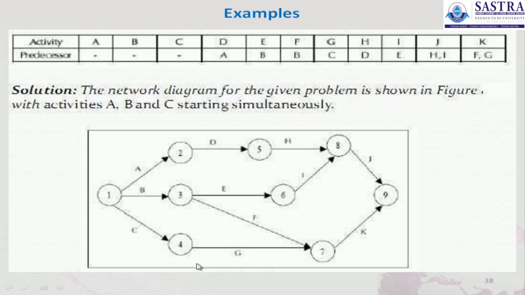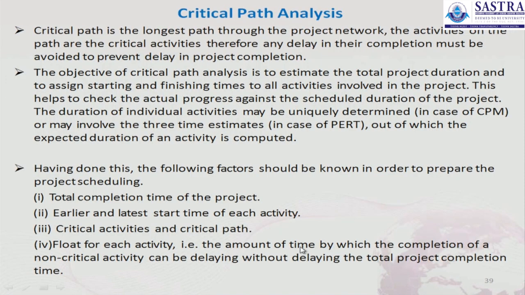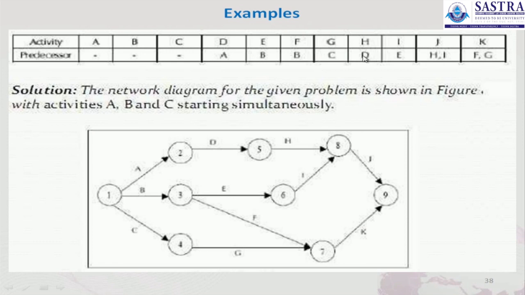So from the C, we have to draw a network, and you can see here the H. H is based on the predecessor activity D, and I is based on the predecessor activity E, and J's predecessor activities are H and I. So automatically here it is J. And one more activity, K, will start from the activities F and G.